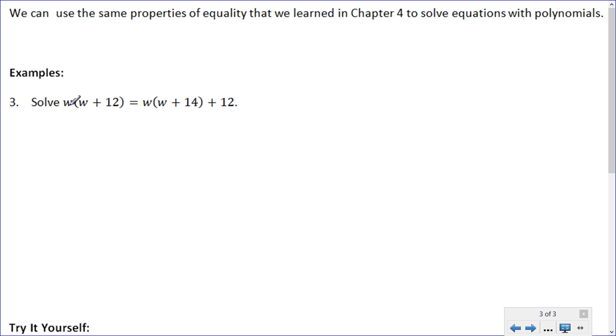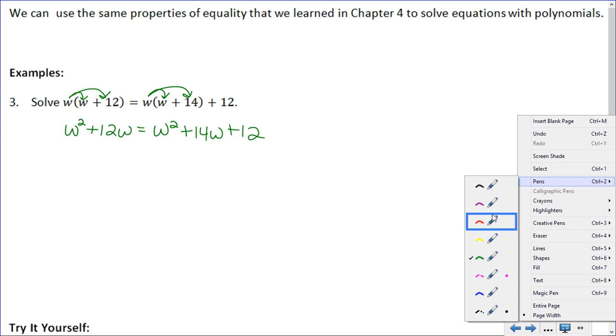So here, when I see an equation with parentheses, I first need to distribute, just like we did back in chapter 4 and chapter 5. So on this side, I would distribute the w to both of these. W times w is w squared, and then w times 12 is 12w. And I do the same thing on this side. W times w is w squared, w times 14 is 14w, and just bring down the plus 12.